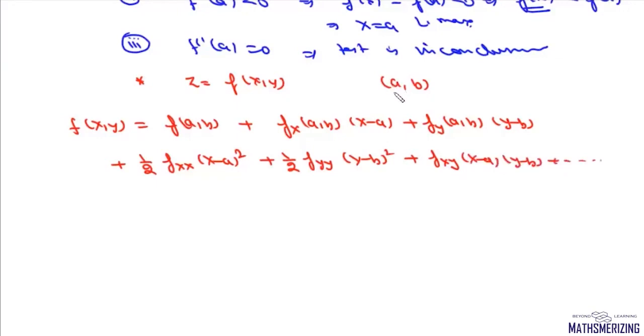Now we know that at critical point a and b, the first derivative fx is 0, and fy is 0. So both these partial derivatives are 0. So we can write this as f(x, y) minus f(a, b), and it'll be equal to 1 by 2.